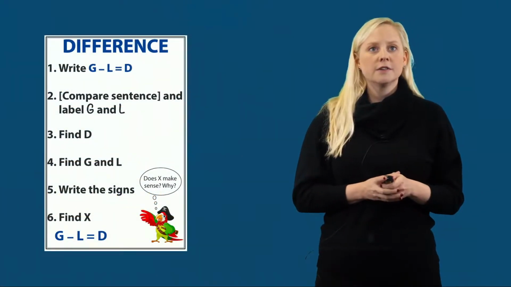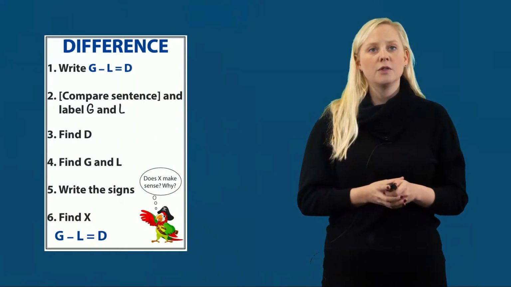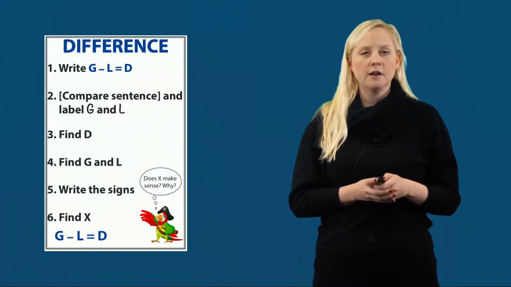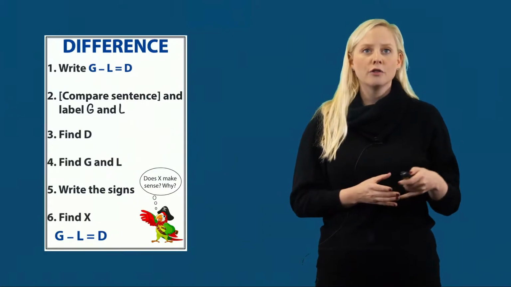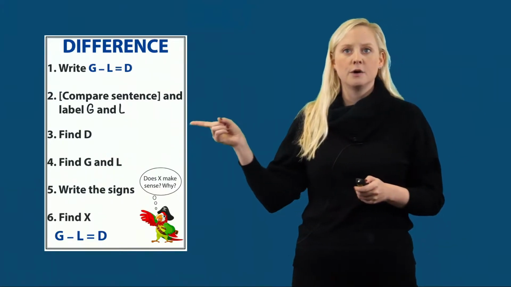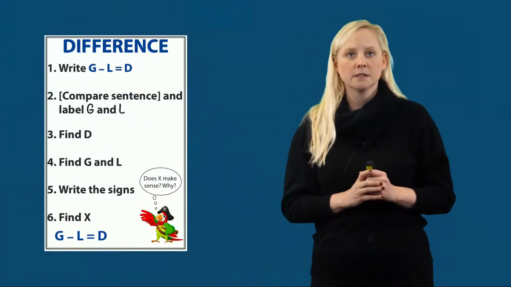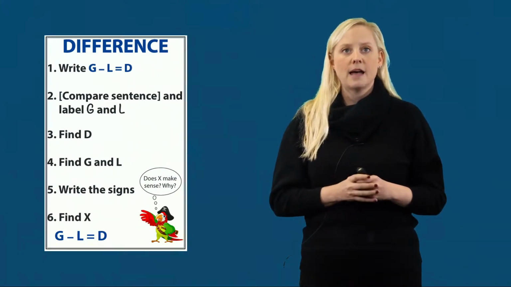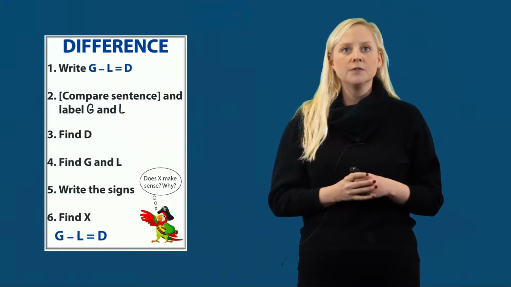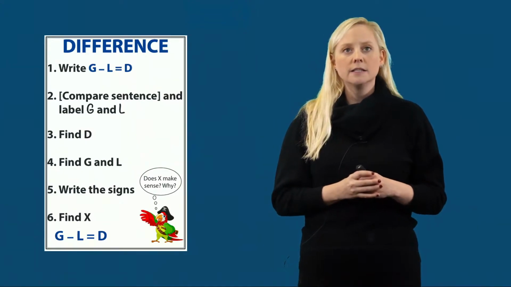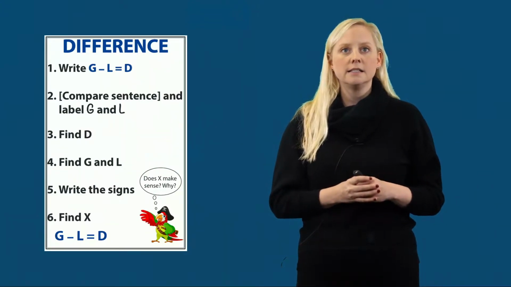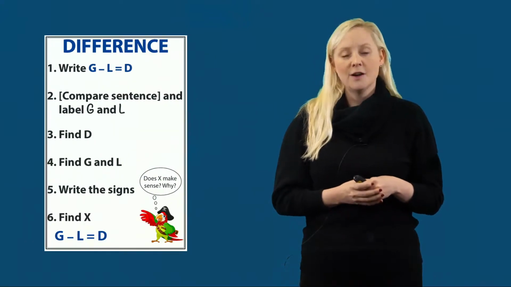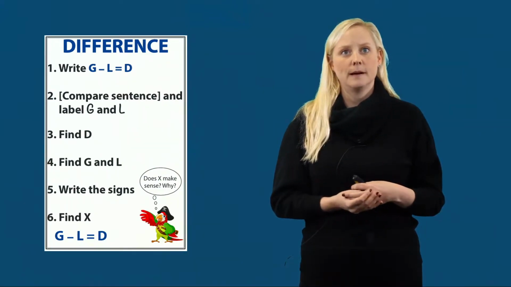For all of our difference problems, students follow the steps on the difference poster. And before we get into our 3 example types, I'm going to go over our difference poster steps. Step 1 is write G minus L is the same as D. G stands for the amount that's greater, L stands for the amount that's less, and D stands for the amount that's the difference between the 2 amounts.